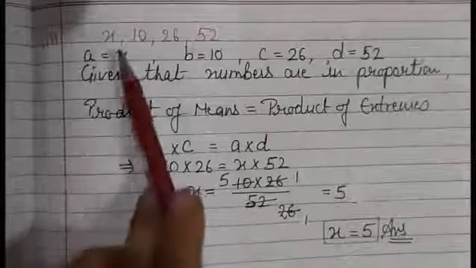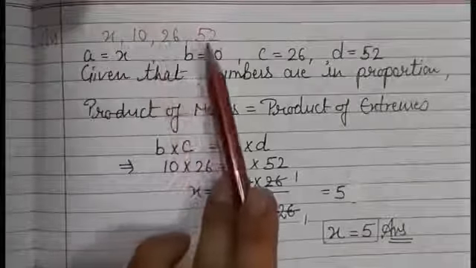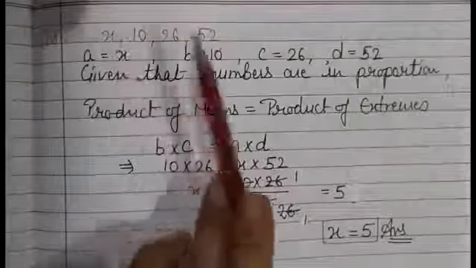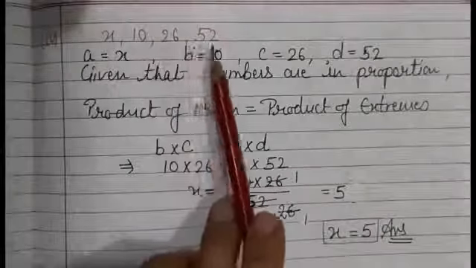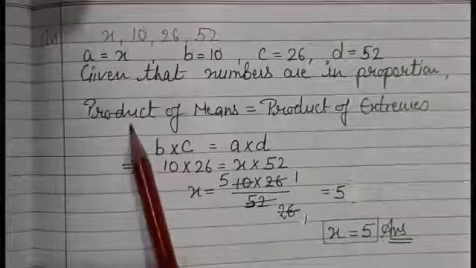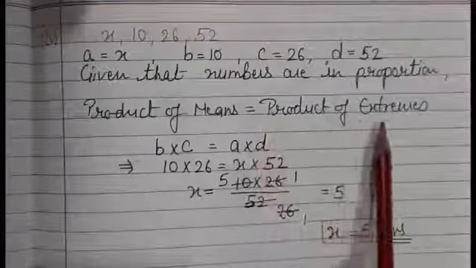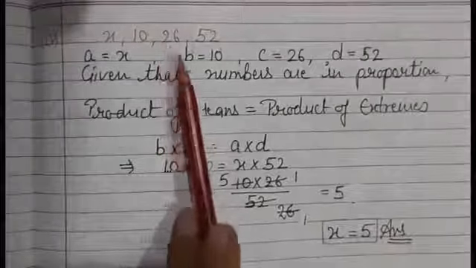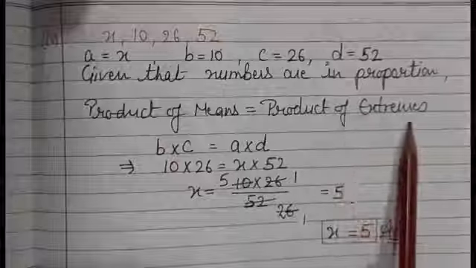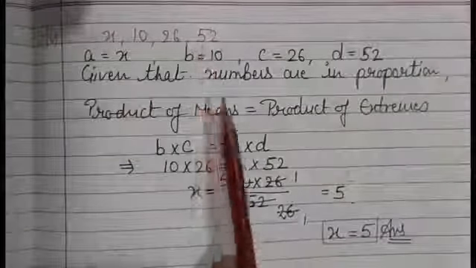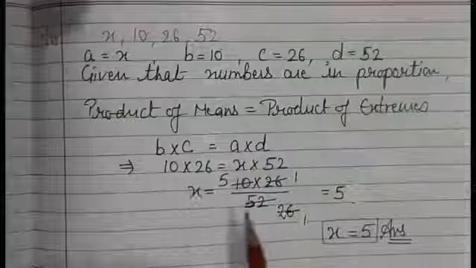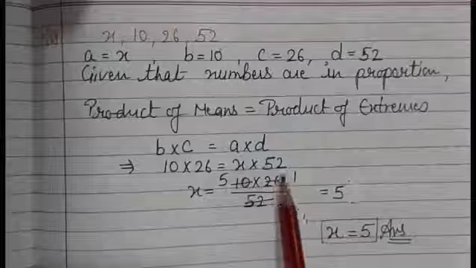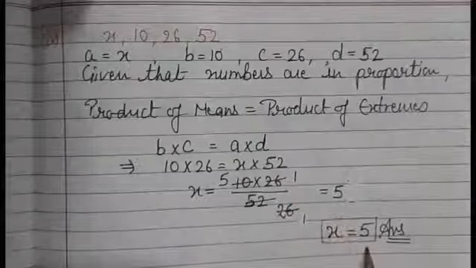Similarly, in the fourth part, x, 10, 26, 52. Here it is given these numbers are in proportion. So if these numbers are in proportion, then the product of means will be equal to the product of extremes. Here the means are 10 into 26, which is equal to the product of extremes, x into 52, right? So to find the value of x, it is 10 into 26 upon 52. When we solve, 5 will be the answer.